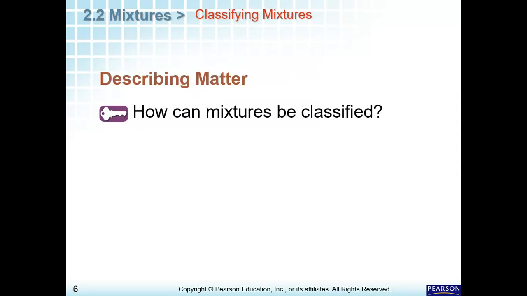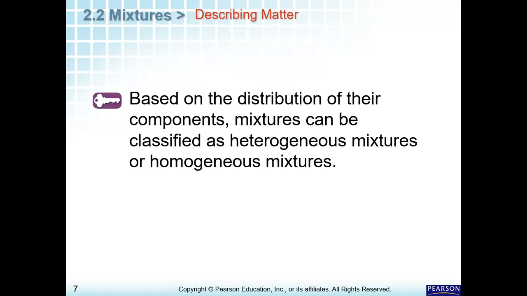So how can we actually classify mixtures? We classify mixtures based on the distribution, and when I say distribution, it's how they are spread out. So how are the components spread out? There are two types of mixtures that we're going to talk about today. The first one is heterogeneous mixtures, and the second one is homogeneous mixtures. You might hear other teachers say it differently. Either way you say it is perfectly fine.